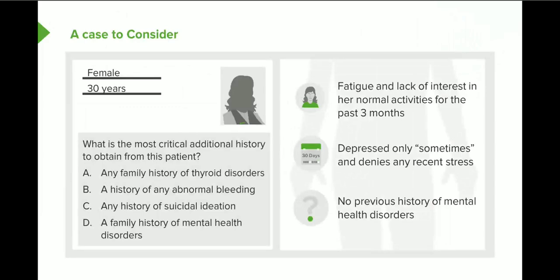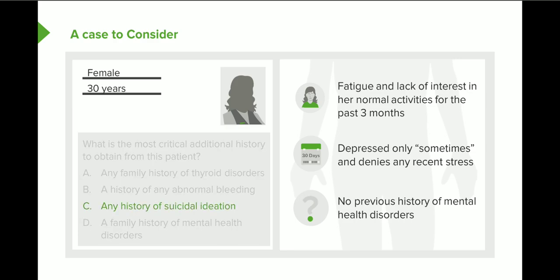Now, clearly, there's more history to be obtained from this patient, but what's the most critical additional history to obtain from her? So, should it be A, any family history of thyroid disorders, B, a history of any abnormal bleeding, thinking about anemia, C, any history of suicidal ideation, or D, a family history of mental health disorders? Which one do you think it is?